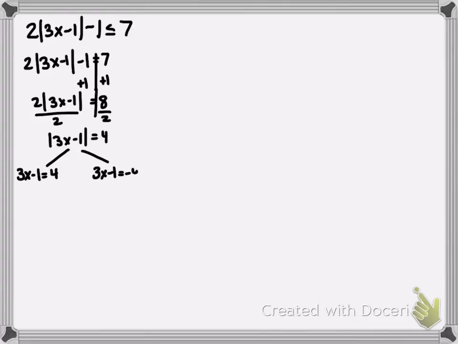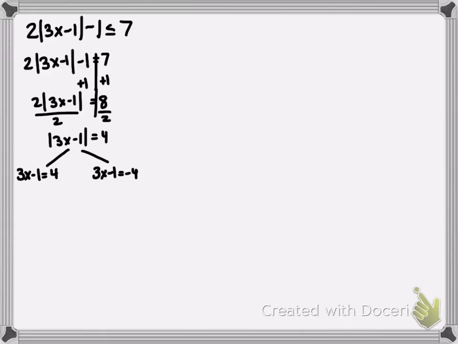Okay, I kind of got a little ahead of myself here. Okay, so start by adding 1 to get 2 times the absolute value of 3x minus 1 equals 8. Then I need to get rid of this 2. Since that's 2 times, I get rid of it by dividing by 2 on both sides. Okay, so I have the absolute value of 3x minus 1 equals 4. And what I'm going to do is I'm going to take that absolute value and split it up. 3x minus 1 could equal 4, or 3x minus 1 could equal negative 4. And I'm going to solve both of those.